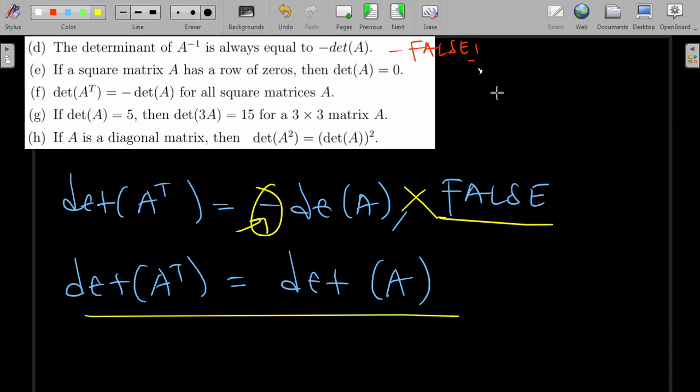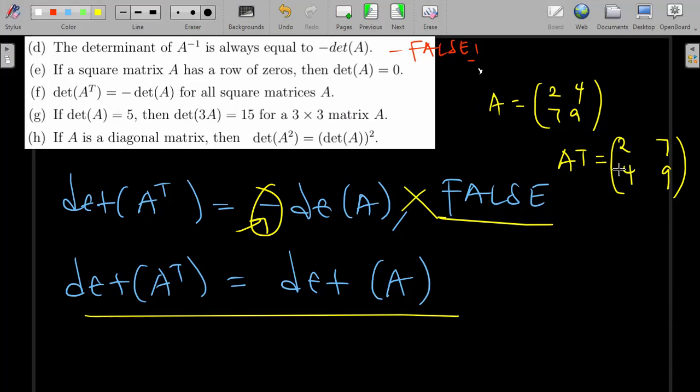If you want, you can come up with a matrix. Let's say 2, 4, 7, 9. Then let's find the transpose of that matrix. It will be 2, 4, and then 7, 9. You see that the entries in the main diagonal do not change. It's 2 and 9.